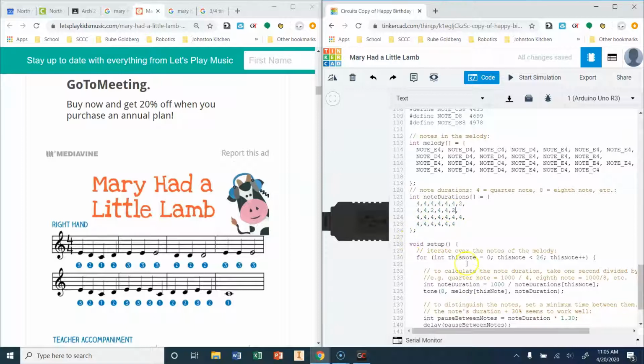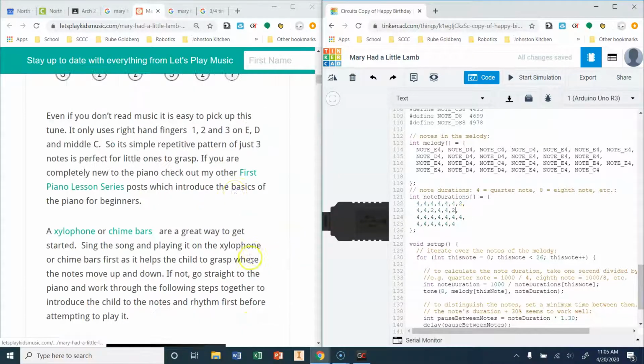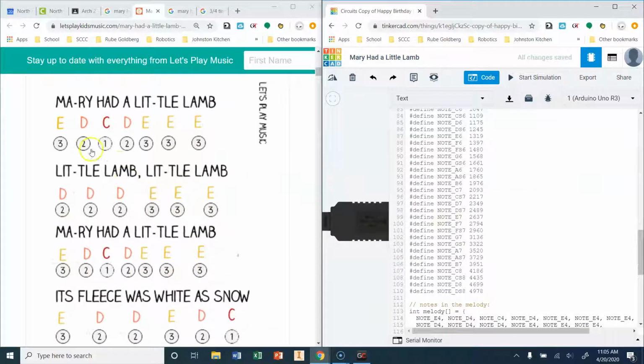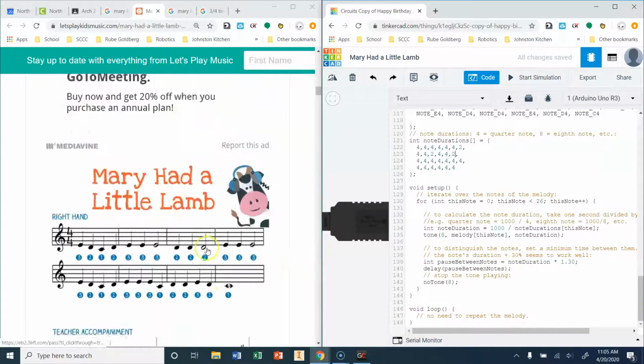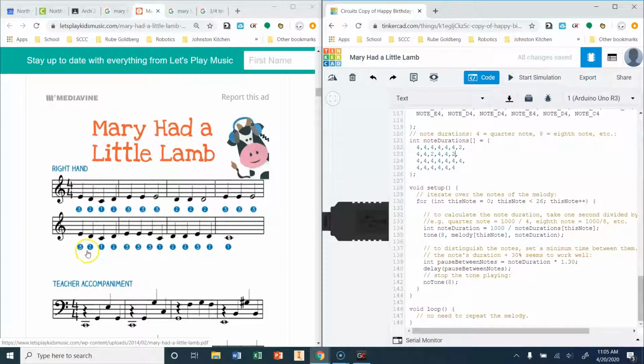And again, notice how both of these lines equal this first line, okay? And the first line here equals the first line there, second line there, okay? So I'm just breaking these things out, it's easier for me to see. And then it says little lamb, and then the last note here is a half note. So let's try changing those and let's start our simulation.